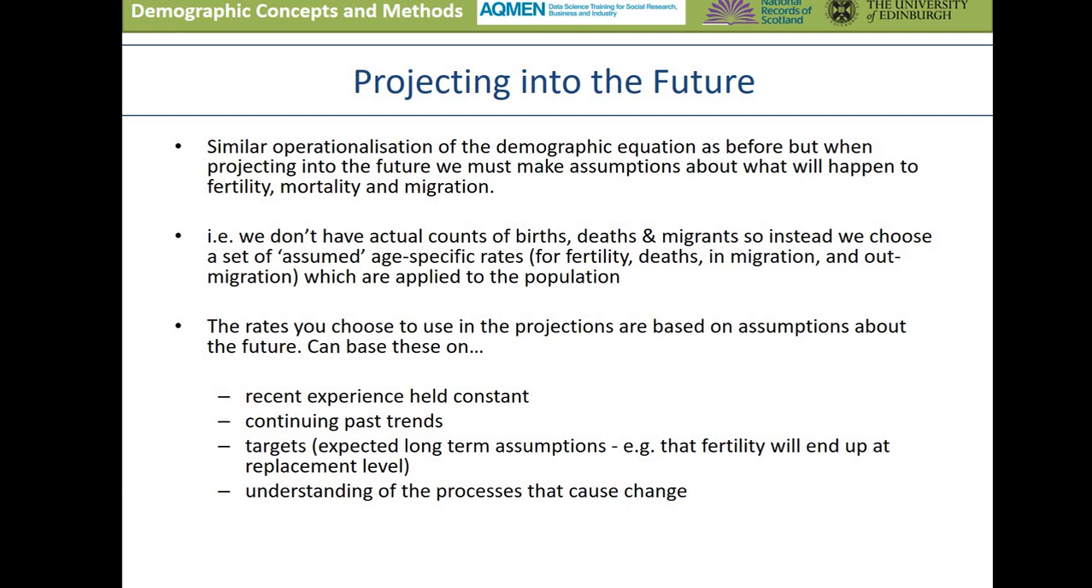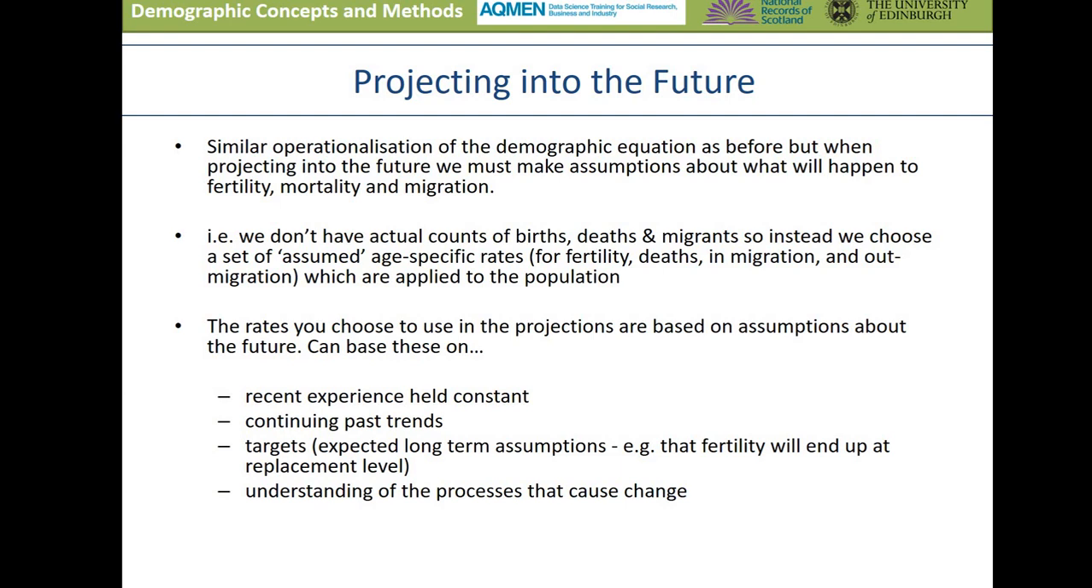So we could assume that recent experience is held constant. So we could assume that the set of age-specific mortality rates that we observe in our most recent data stays the same for the duration of the projection period. Or we can continue past trends. So keeping with the theme of what we might assume around mortality, we might assume that the decline in mortality rates that we've seen over the past 100 years or decade continues into the future. And we might project that decline in mortality rates forwards.